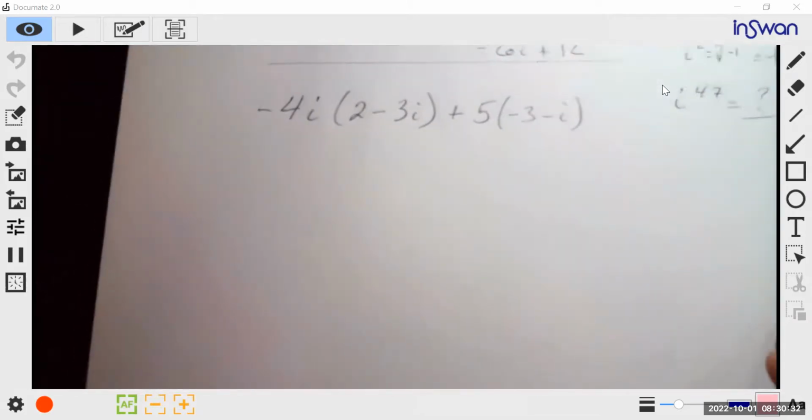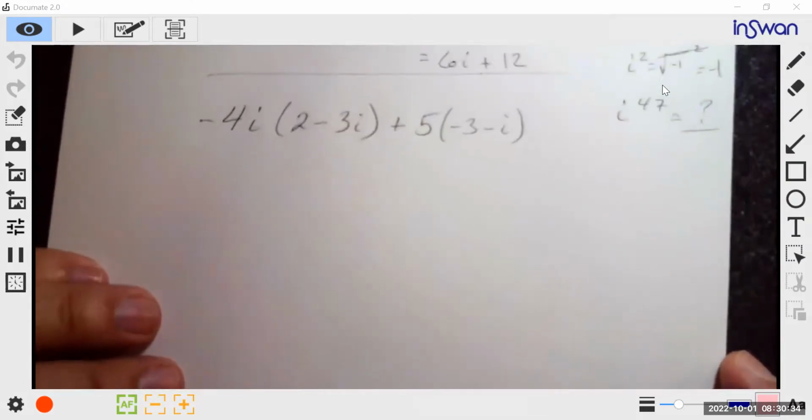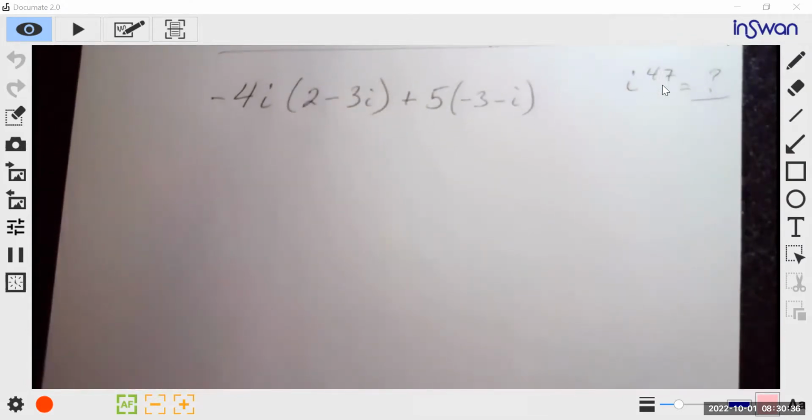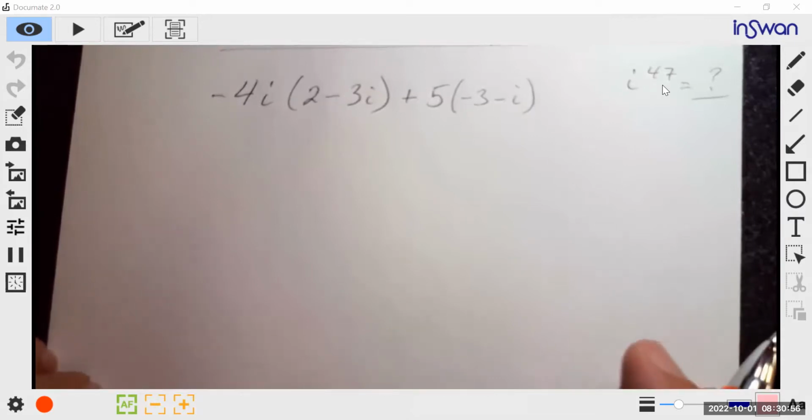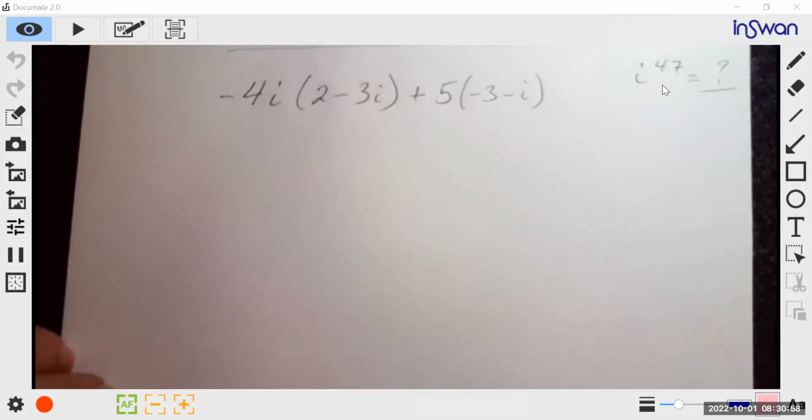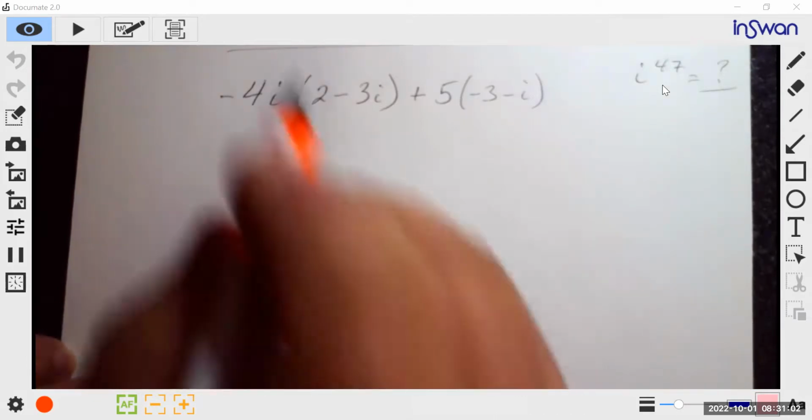Work this one out. Negative 4i times (2 minus 3i) plus 5 times (negative 3 minus i). Look at the signs first.